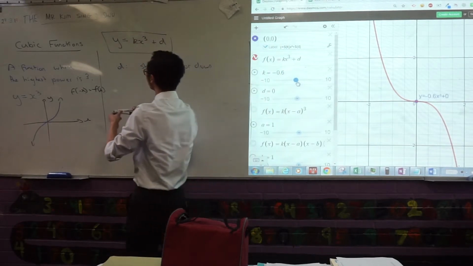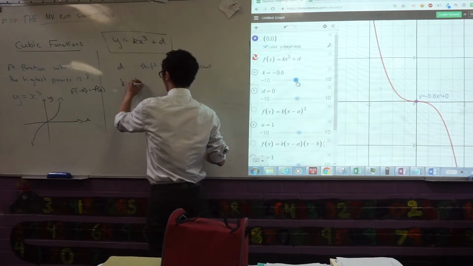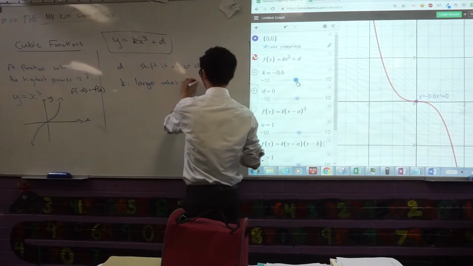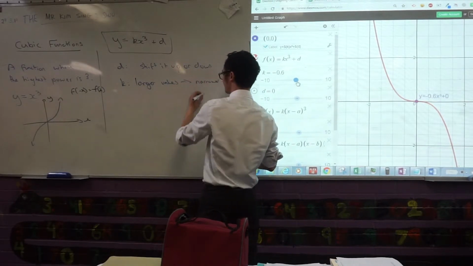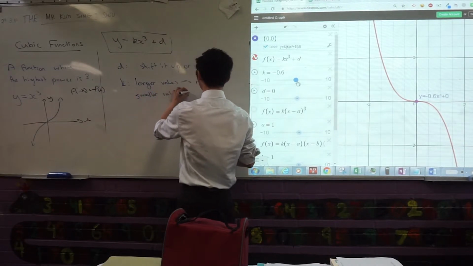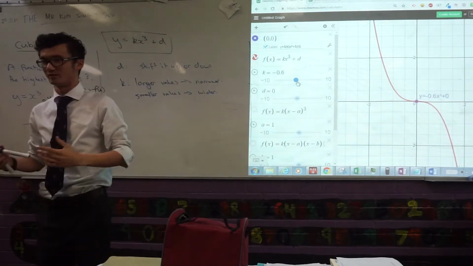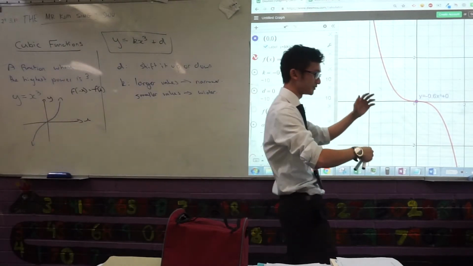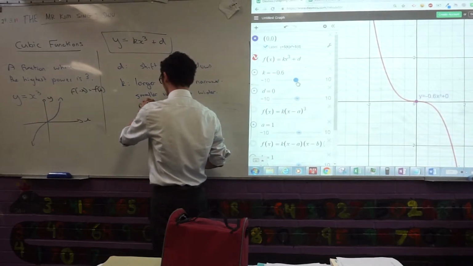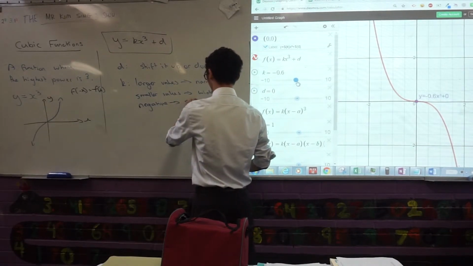Okay, so k, as we get larger values, I guess you want to say narrower. If we get smaller values, it gets wider. And I heard someone say it changes the curvature. You might want to think about it like that, like the curvature of the shape is changing. But the important thing to know is that if you get negative values, what happens? The orientation swaps, right?